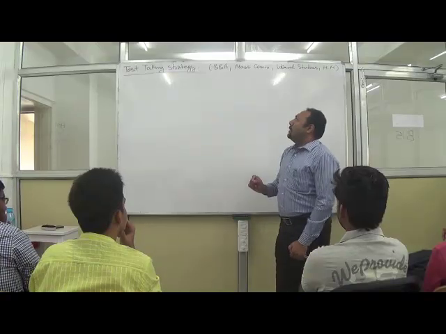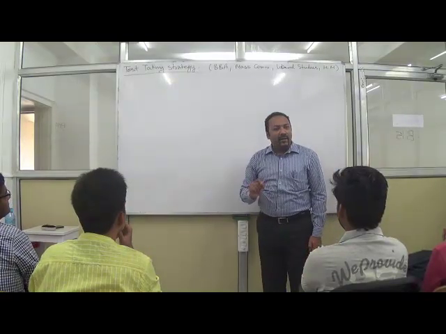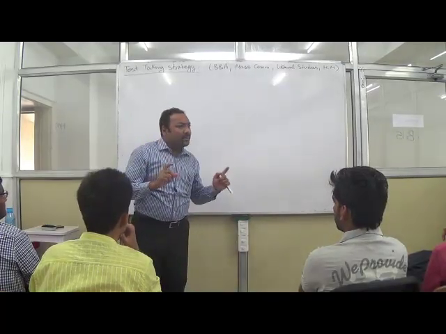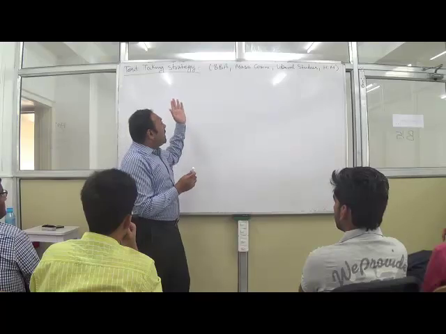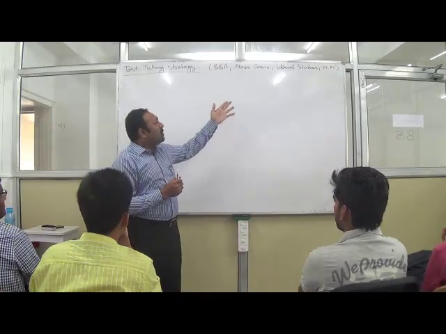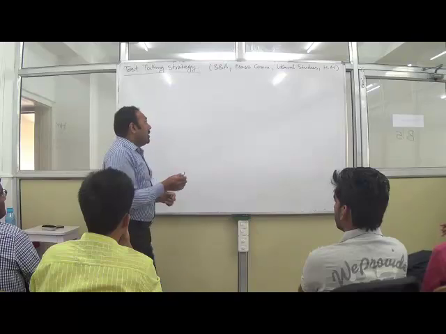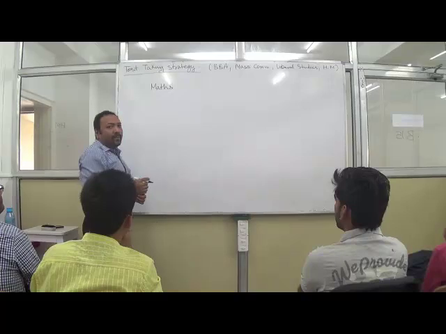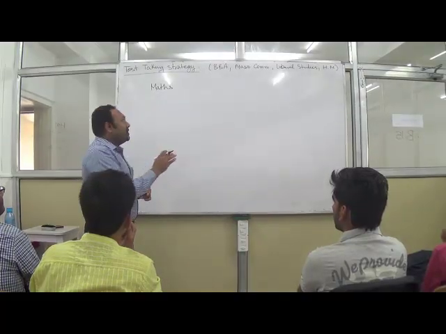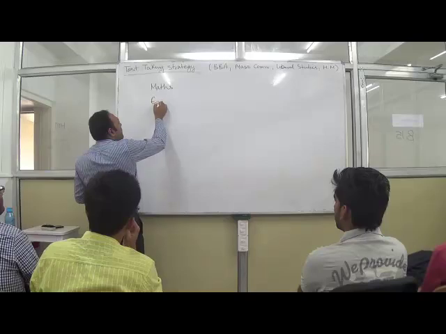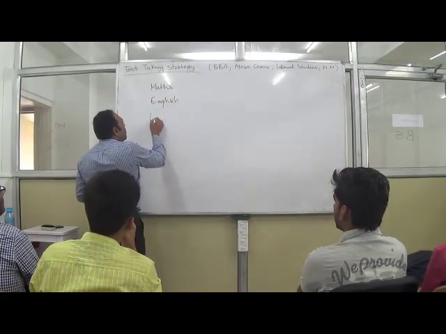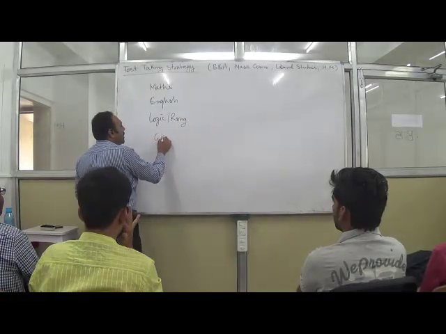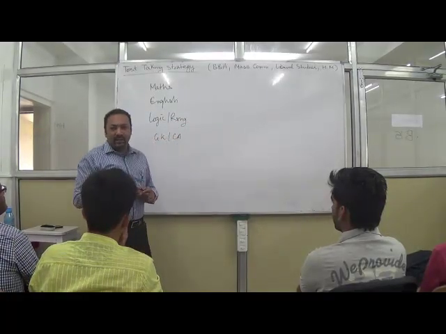We are going to talk about test taking strategy today. What I'm going to do is take an ideal paper which may be applicable across business management, mass communication, liberal studies, or hotel management. Now, we all know there are four areas which are part of each one of these exams: mathematics, English, logic or reasoning, and general knowledge and current affairs. These are the four areas, right?